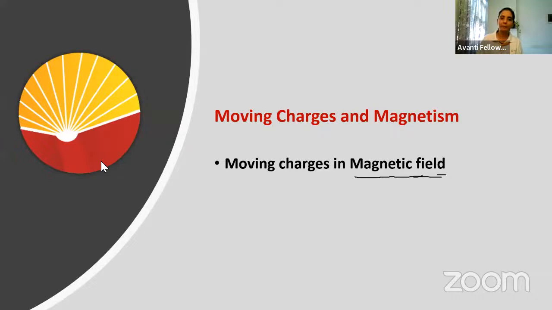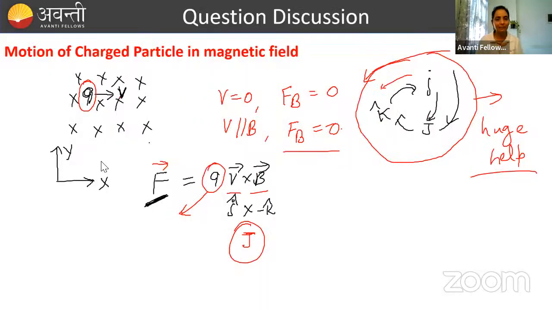So मैंने क्या क्या पढ़ाया अभी तक? मैंने ये बताया कि if there is a charge moving in a magnetic field, force will act on it, and force value will be what? Q V cross B, where V is the velocity, B is the magnetic field. How we will calculate the direction of magnetic field?